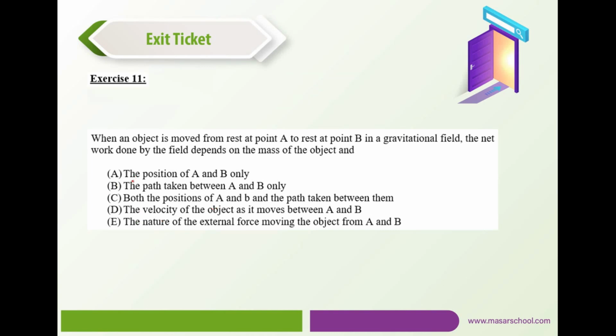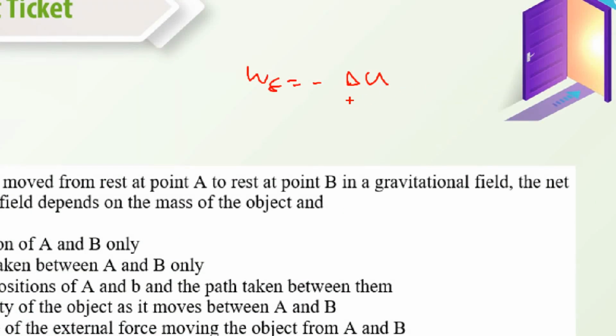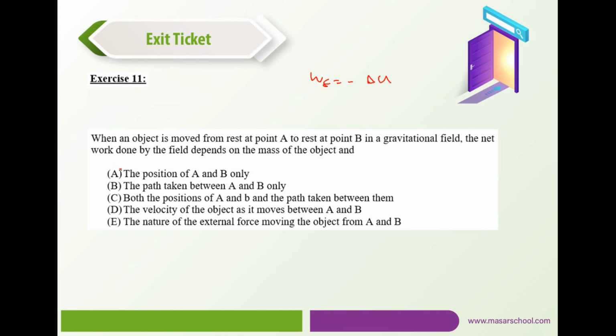Okay, we know that the gravitational field is a conservative force, and the work done by a conservative force is given by negative the change in the potential energy, and the change of the potential energy is U final minus U initial. This depends on the final position and the initial position, independent of the path taken, and in particular points A and B, which makes A the correct answer.